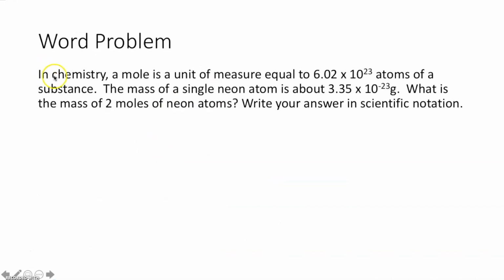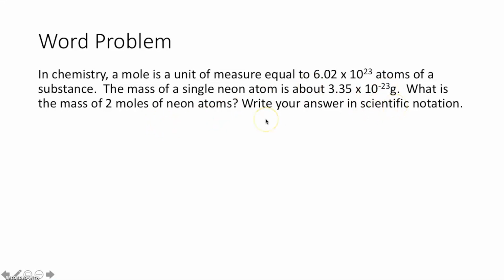Now our word problem says in chemistry, a mole is a unit of measure equal to 6.02 times 10 to the 23rd atoms of a substance. The mass of a single neon atom is about 3.35 times 10 to the negative 23rd grams. What is the mass of 2 moles of neon atoms? Write your answer in scientific notation.